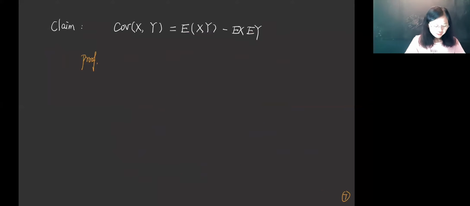And the next claim is another way to write covariance. Covariance of X and Y can be written as the expected value of X times Y minus EX times E of Y. Expectation of the product minus product of the expectations. That is another way to calculate covariance. And this is quite easy to prove as well. We start again with the definition.